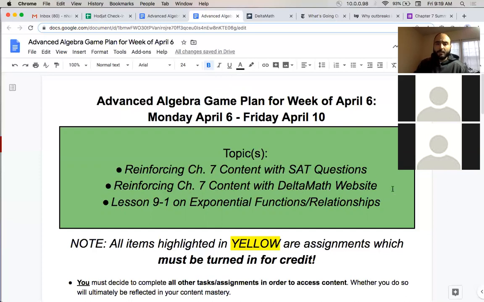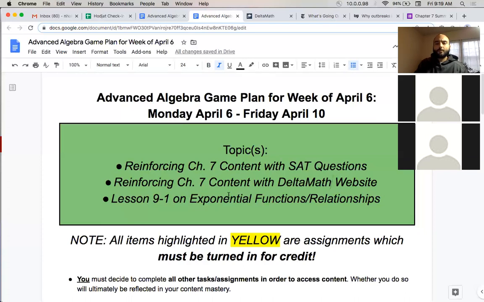But for next week, these are the big topics. We're actually going to spend 3 days just making sure we really understand the content from chapter 7. And we'll do that in 2 ways. One of them is to look at SAT questions that all come from chapter 7. The second is to explore and use this Delta Math website, which has beautiful problems that are different from Khan Academy and actually align to our textbook a lot better. And then at the end of the week, Thursday and Friday, we jump into exponential functions and relationships.